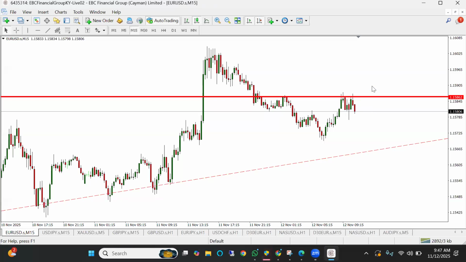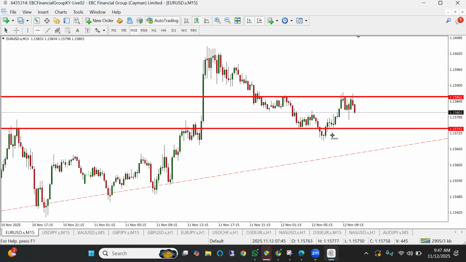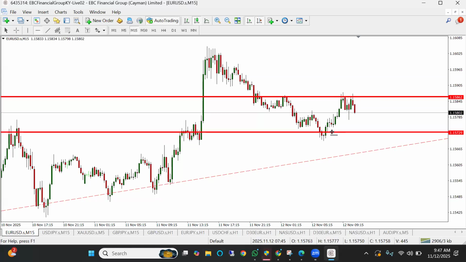Anyway, we are only going to be entering when we see a close above 1.15862. So guys, if you trade Euro USD, pay attention. We want to take a buy on Euro USD. If price closes above 1.1562, our stop loss is going to be way around this point here.